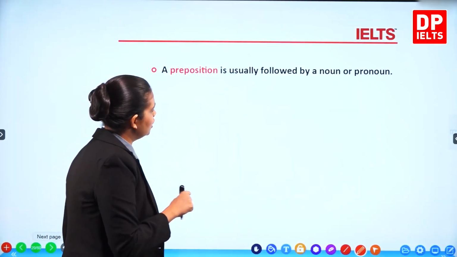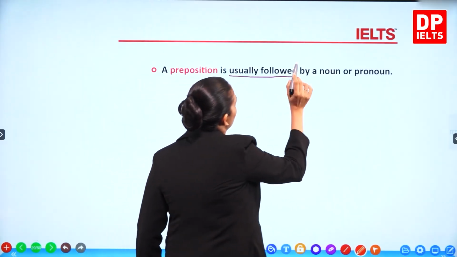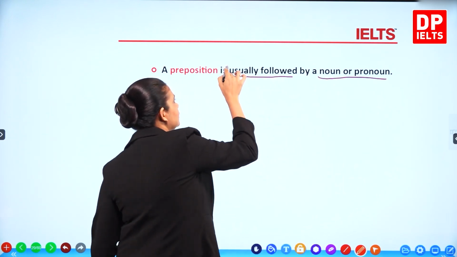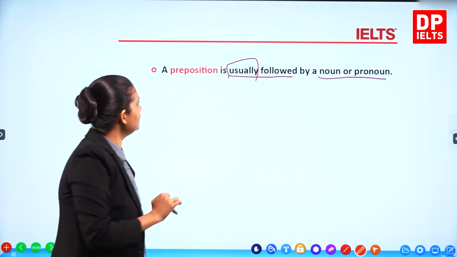A preposition is usually followed by a noun or pronoun. It's not always, usually, right?